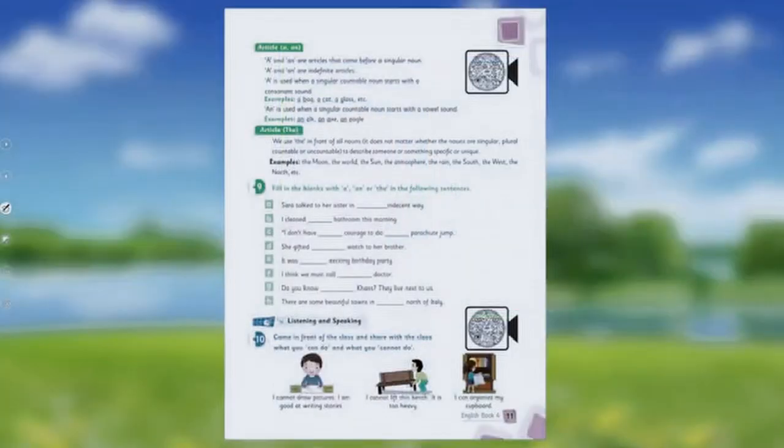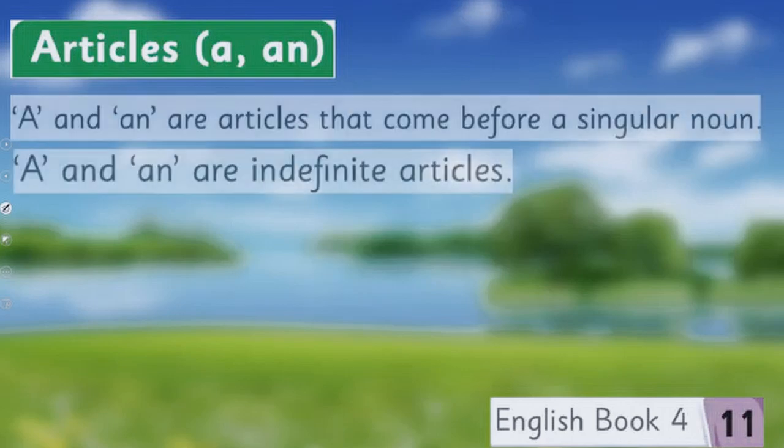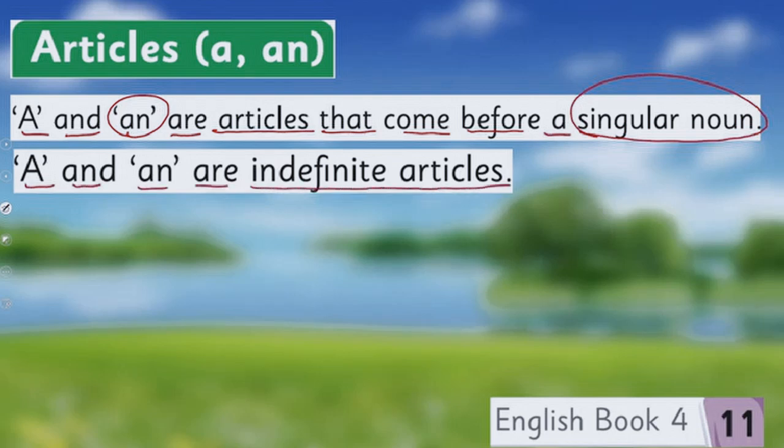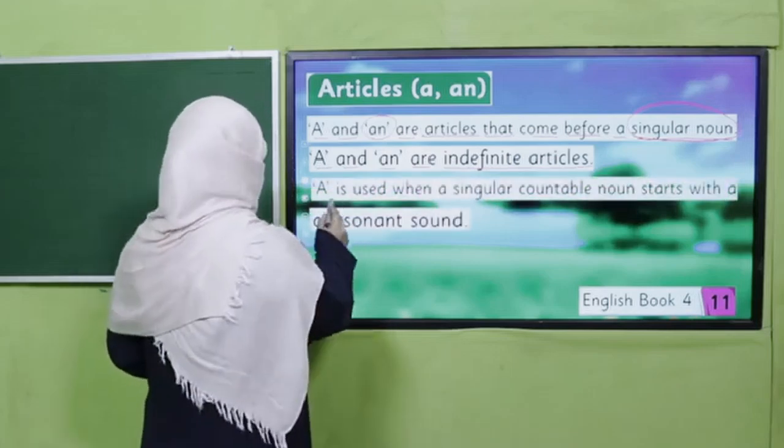Now, all of you open your book on page number 11. Let's see what your book says about it. Articles a or an: a and an are articles that come before a singular noun. A and an are indefinite articles. All right. So, we use a or an with a singular noun when its identity is general or not known. Its examples are, okay, one thing more.